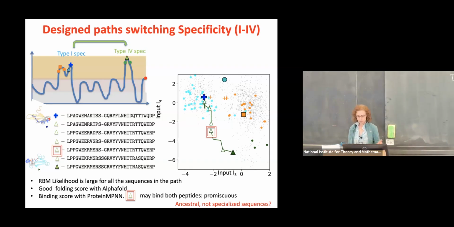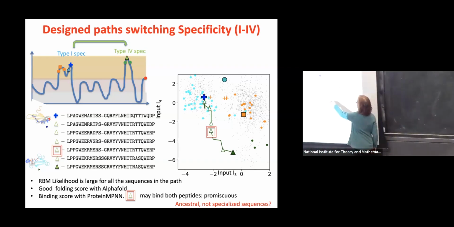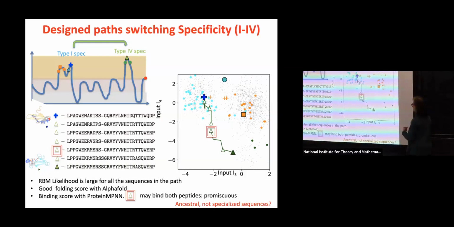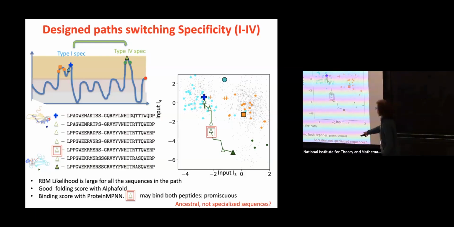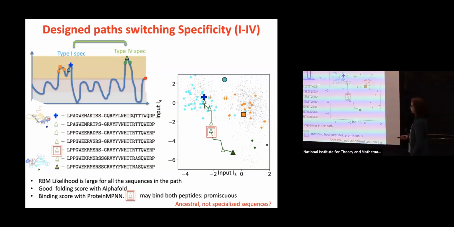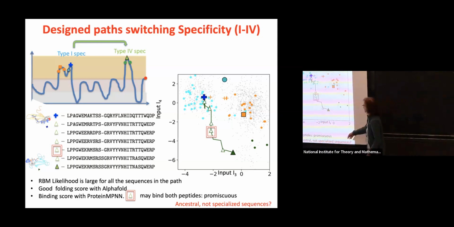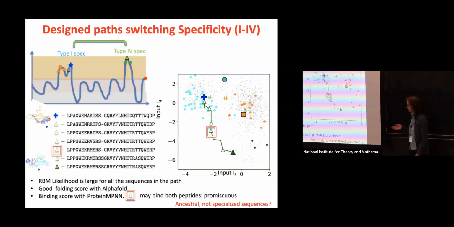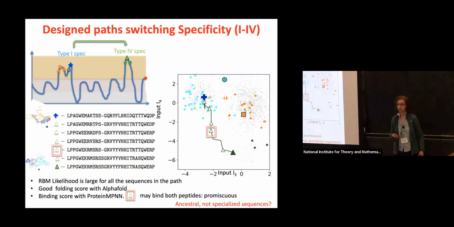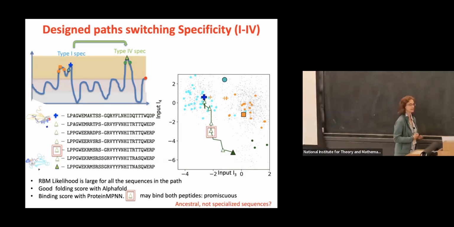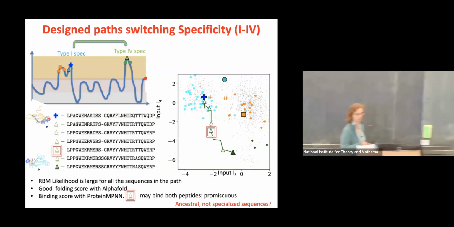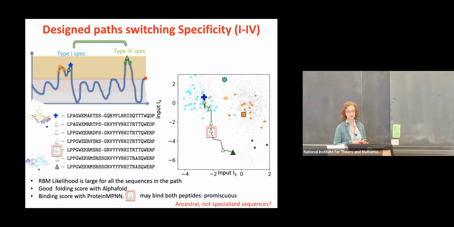So this was very interesting to see. We designed a strange sequence in the middle of the path which can bind the two peptides. These are called promiscuous sequences and can be related to ancestral, non-specialized sequences. They are quite interesting both from an evolution point of view and from a technological point of view, to design such kinds of sequences.